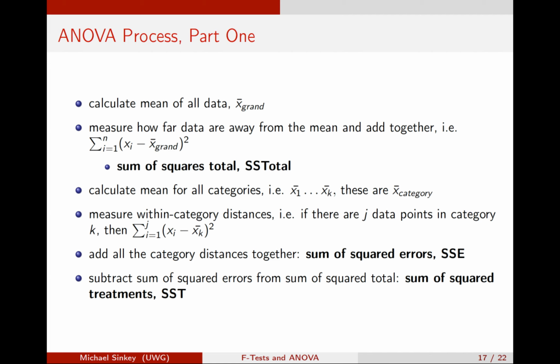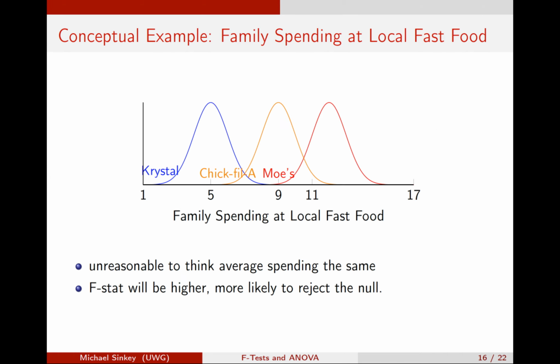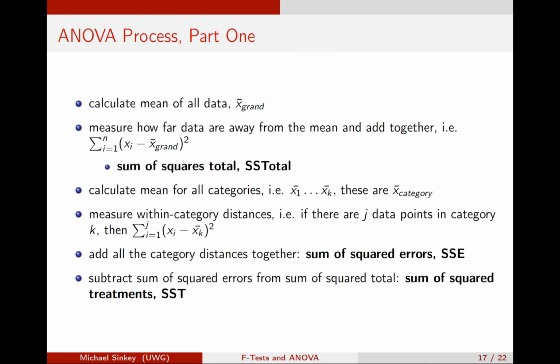We then do the same thing for each category. So I calculate as many means as there are categories. So if I have different columns of data for each category, I just do a column mean. I measure within category distances. So I take each data point, I subtract the category mean and square it. So I only do within categories, so I don't mix and match. So I don't take, for example, Crystal data and subtract the Moe's category mean. I just do Crystal minus Crystal, Chick-fil-A observation minus Chick-fil-A mean, etc.